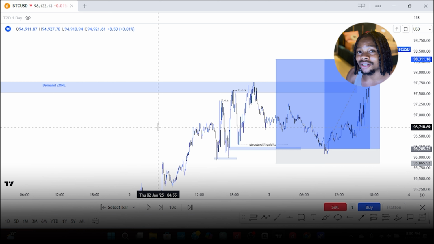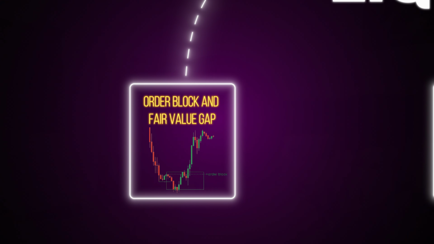Now let's go down to the last liquidity type, which is liquidity number 4, order block or fair value gap. This one is the last one, which is the order block liquidity or fair value gap.